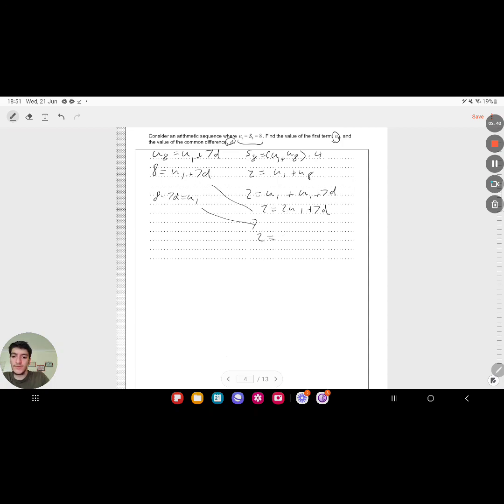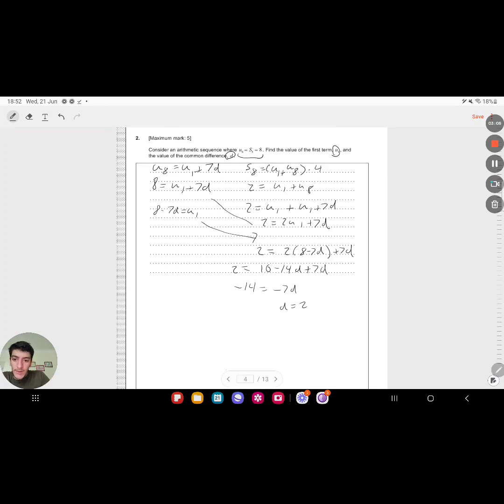So 2 equals 2 times (8 minus 7D) plus 7D. So 2 equals 16 minus 14D plus 7D. Minus 16 both sides. Minus 14 equals minus 14D plus 7D is minus 7D. D is equal to 2. Now we should put it back in. So 8 equals U1 plus 7 times 2, 14. 8 minus 14 is minus 6. So U1 equals minus 6 and D equals 2.